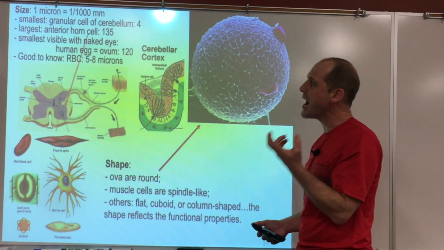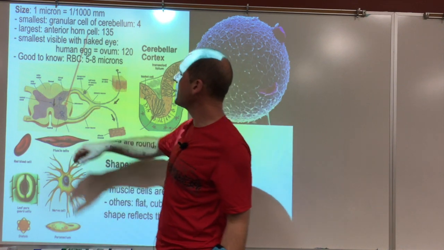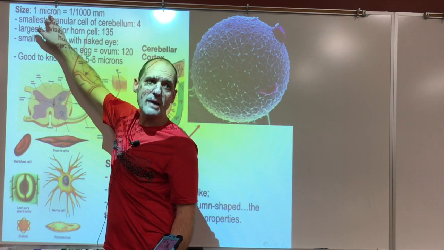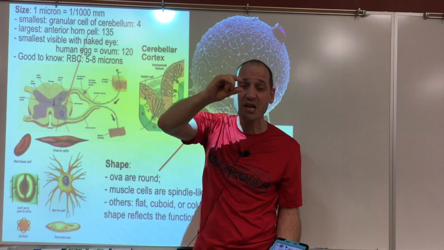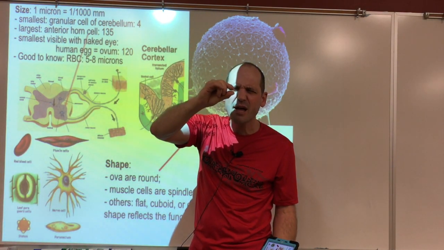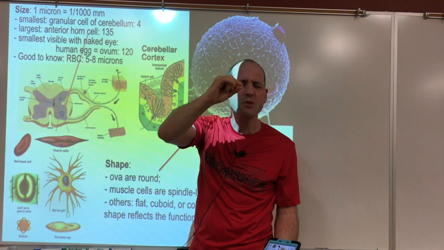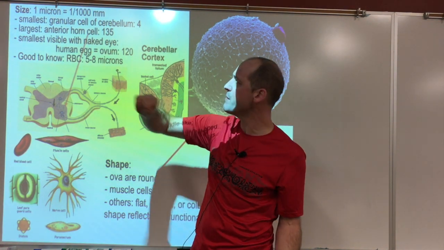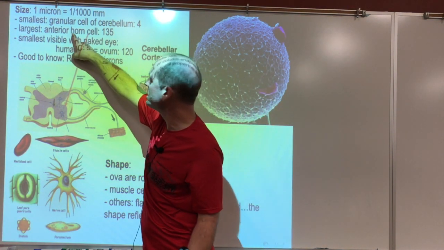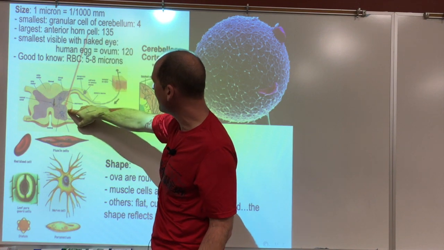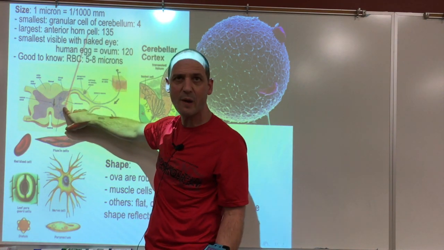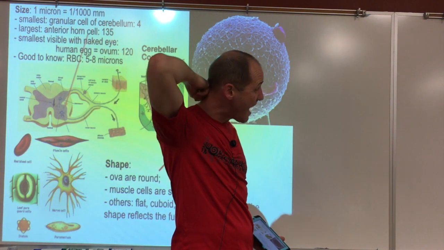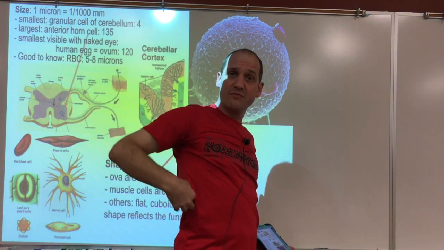When we look at the size of cells, a micron is a measurement, that's a thousandth of a millimeter. A millimeter is that, a thousandth of that is like nothing. That's how we measure that stuff. The largest is the anterior horn cell in the spinal cord. That's the spinal cord, the stuff that goes from the brain down and then talks to the body.